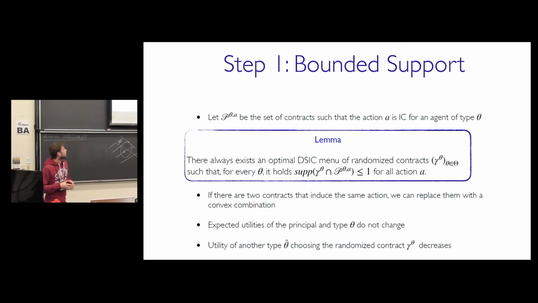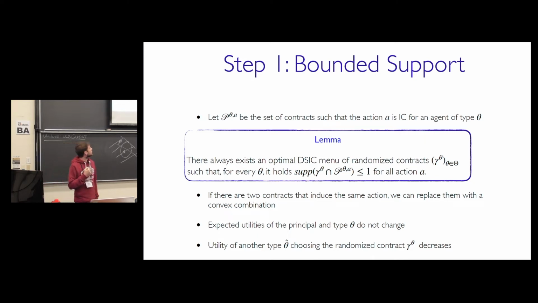And the first problem with the previous formulation of the optimal mechanism is that we have an infinite number of variables, because it's an optimization problem over probability distributions over R plus. So our first result is to bound the support of these probability distributions.